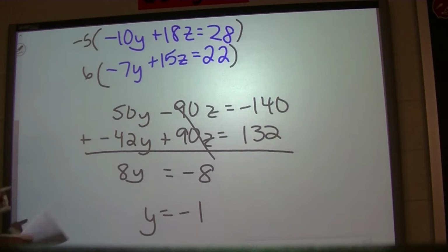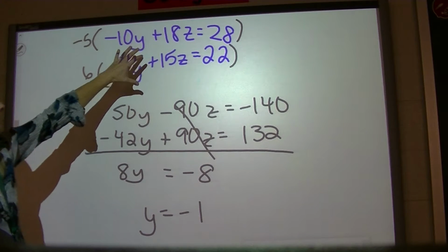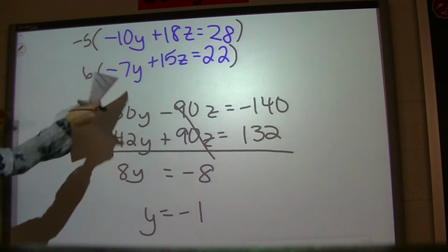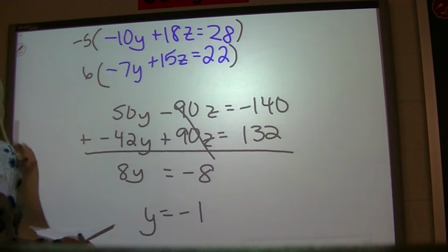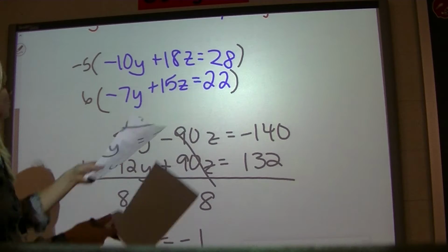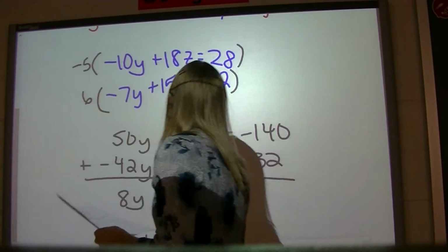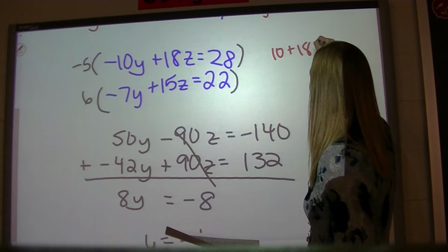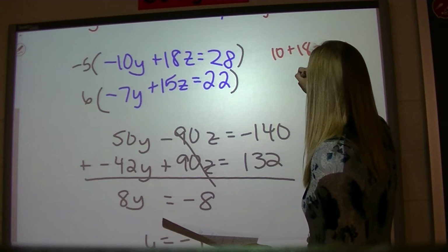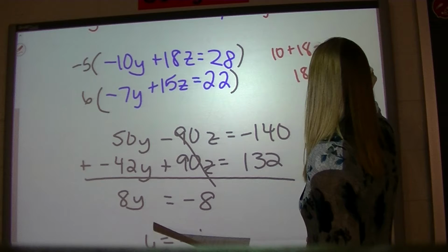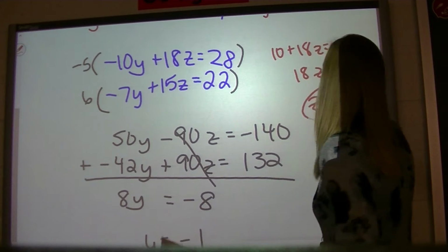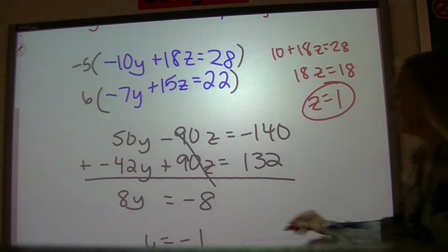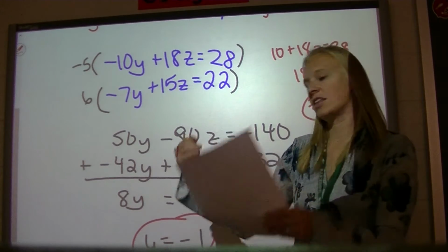So now we plug that into our two variable system and solve for the other variable there, which is z. I think in your notes I plug it in the first one. So negative 10 times negative 1 is 10. So we have 10 plus 18z equals 28. Subtract 10, we have 18z equals 18, z equals 1. Okay, great. Now I have two of the variables, I need the third.